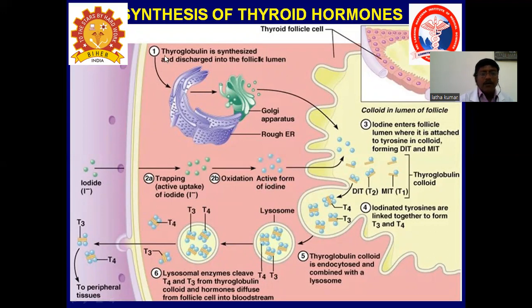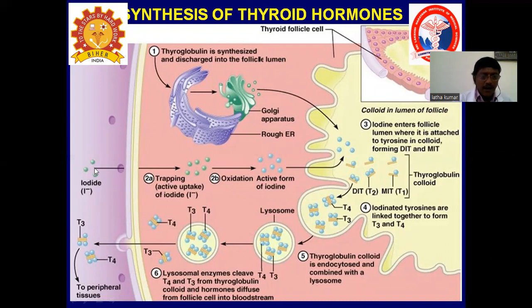Number one, thyroglobulin is synthesized and discharged into the follicular lumen. So the pink color on the left side is the follicular lumen, and the white color in the center, right-hand side, is the colloid lumen of the follicle, and the far left region is where the blood supply is, from which we will get the iodide.